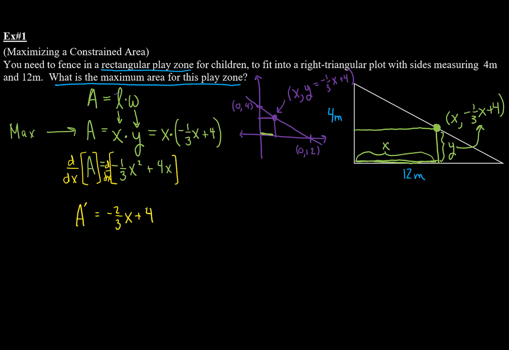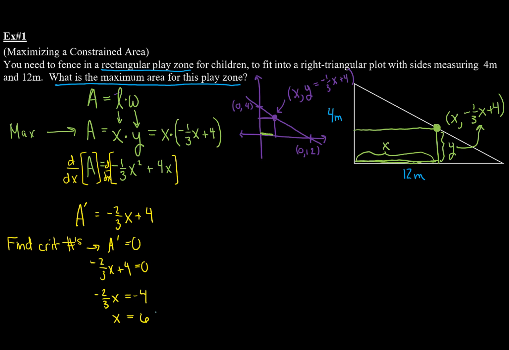Now what we're going to do is we're going to look at the critical numbers for this. So finding my critical numbers, because I want to find the max or the min, I'm going to set A prime equal to 0. So I've got negative 2/3 x plus 4 equals 0. Let's subtract 4 from both sides. And then let's multiply both sides by a negative 3/2. When I do that, I'm going to end up with x equals 6.